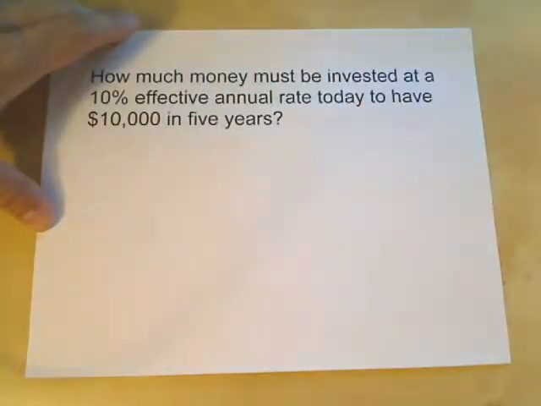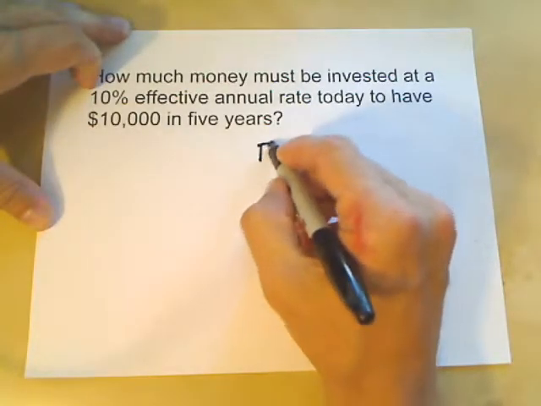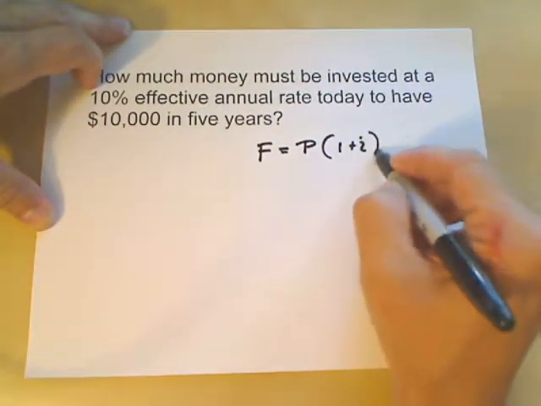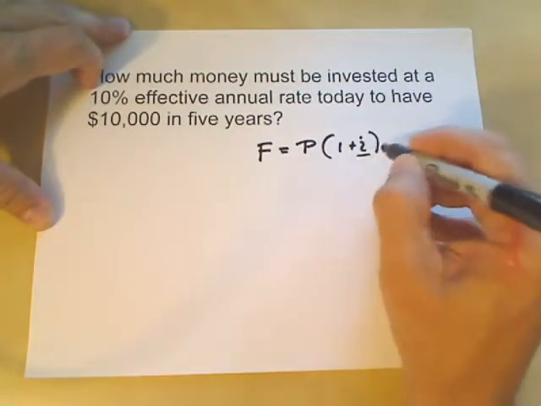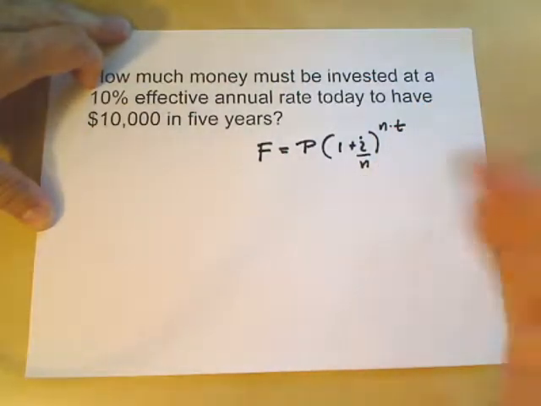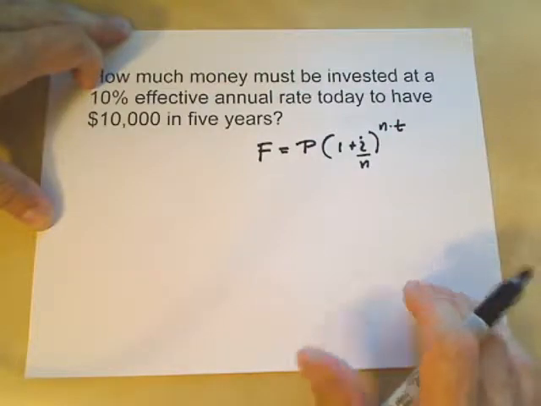We've got a few more to go through. How much money must be invested at a 10% effective annual rate today to have 10,000 in 5 years? It's another one of those backwards problems. We're going to take the same basic equation. This time we'll go with the more general form that we discovered in the last problem.